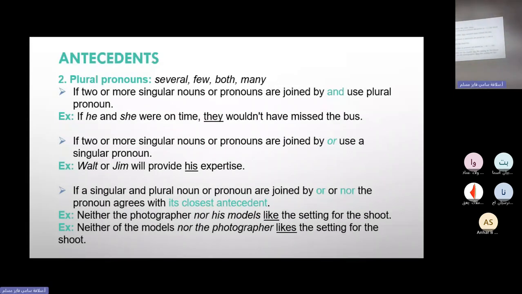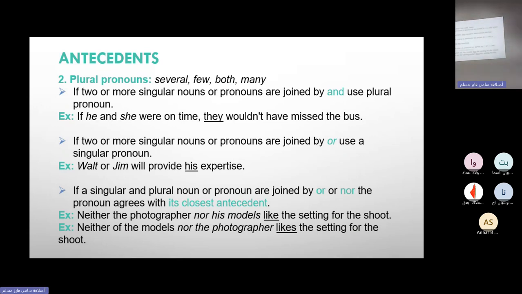Plural nouns: several, few, both, and many. These are plural. If two or more singular nouns or pronouns are joined by and, use plural pronouns.